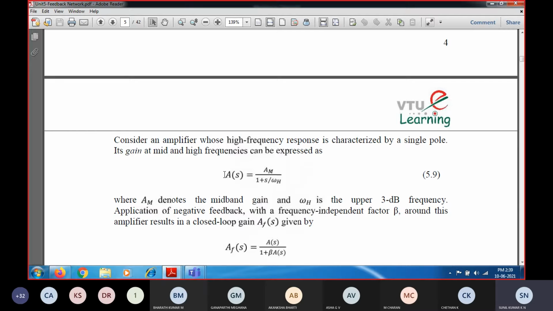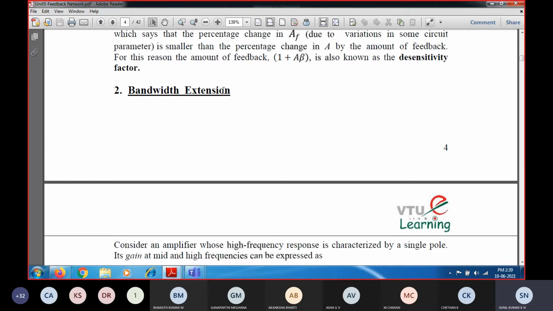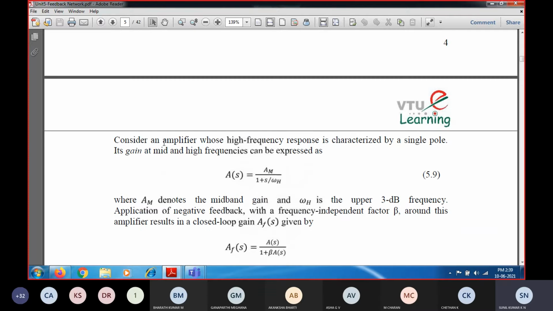So we know what the amplifier response is, and the first thing we are going to consider here is an amplifier. Here we are going to demonstrate how the bandwidth is going to extend. For that, we are going to consider an amplifier without any feedback. What will be the bandwidth of the corresponding amplifier? We need to see that first, and then upon applying negative feedback, we need to prove how the bandwidth is going to increase.